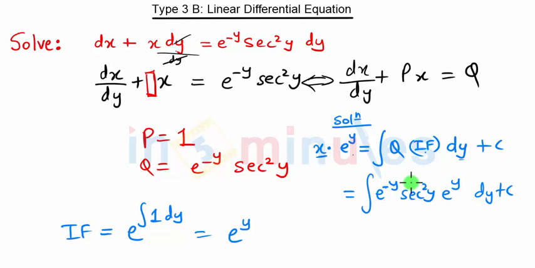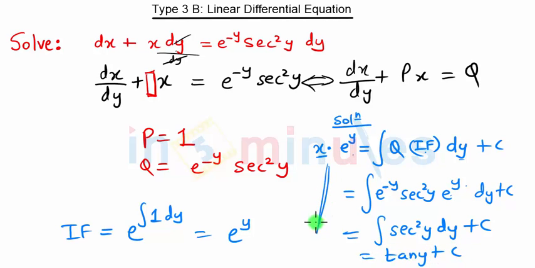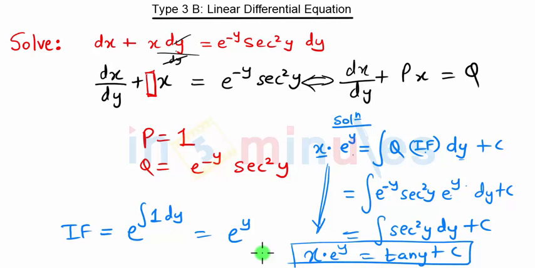E raised to minus y and e raised to plus y will be equal to e raised to 0, which is 1. So here we remained only with integration of sec square y dy plus c. What is integration of sec square y? Integration of sec square y we all know is nothing but tan y plus c, and this remains as it is, that is x into e raised to y. So this is how we solve the problem on type 3b linear differential equation.